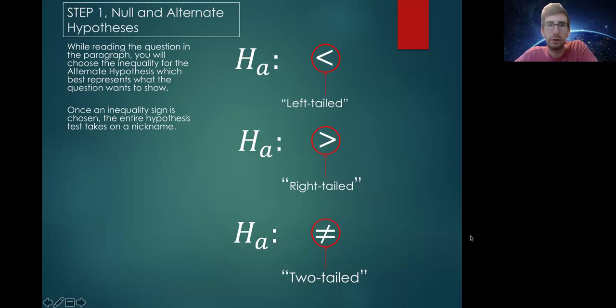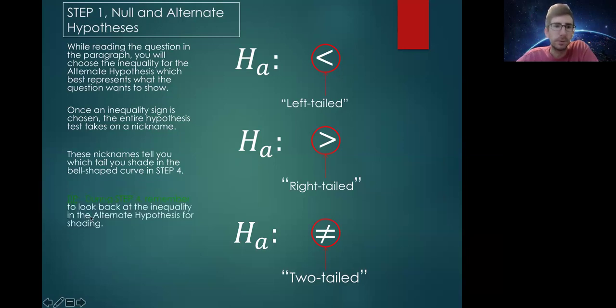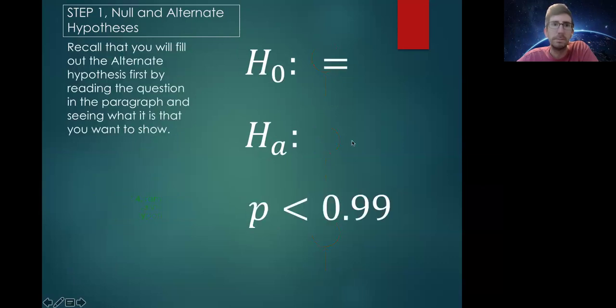So we'll get the area under the curve under both tails. Yeah, these nicknames tell you which tail you shade in under the bell-shaped curve in step 4. So during step 4, we should remember to look back at the inequality sign in the alternate hypothesis for our shading.